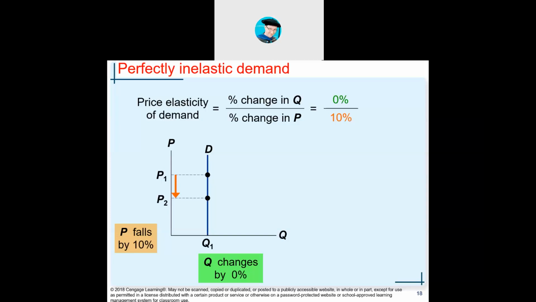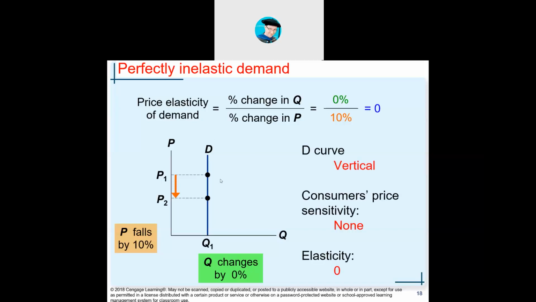So if the percent change in the quantity demanded is 0, we would call this perfectly inelastic. It's perfectly inelastic if the demand change is 0. So the demand curve would be vertical. There would be no price sensitivity, and elasticity is 0.